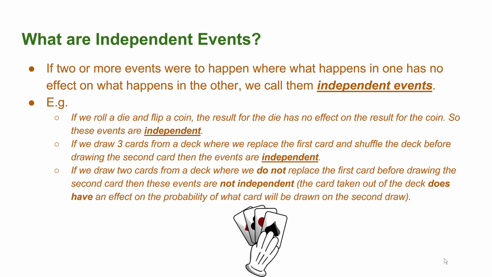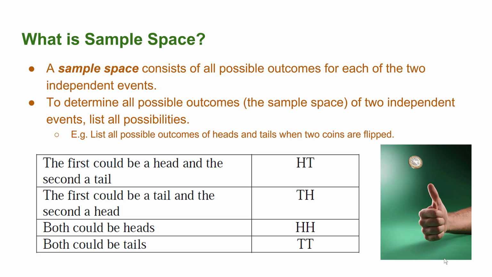The card taken out of the deck does have an effect on the probability of what card will be drawn on the second draw. For example, you have 52 cards and I draw 1 card and I take it out and I don't put it back in, and then I go to draw another card, it's going to be out of 51 because originally it was 52. I took the card, I didn't put it back in. So this would mean they're not independent.